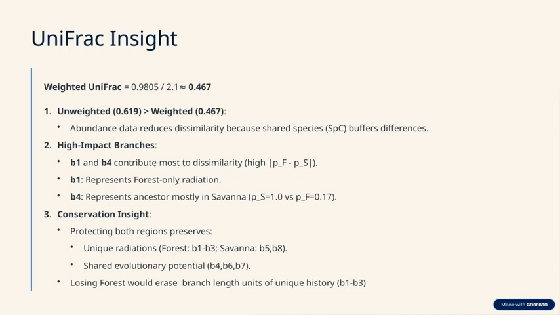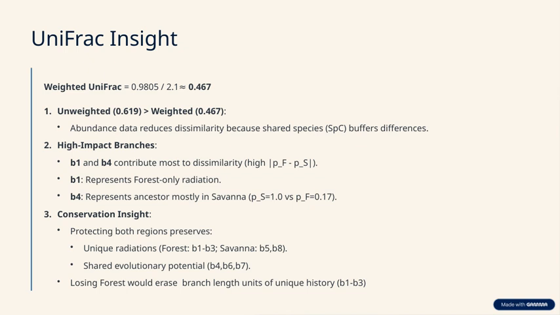Now, moving on to the high-impact branches. These are the parts of the phylogenetic tree that contribute most to the dissimilarity. In particular, branches B1 and B4 stand out. Branch B1 represents radiations unique to the forest, while B4 is interesting because it mostly reflects ancestors found in the savanna, with a probability of 1 in savanna versus only 0.17 in forest. These differences highlight how specific evolutionary lineages are distributed across the regions.